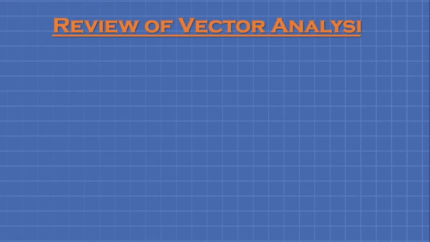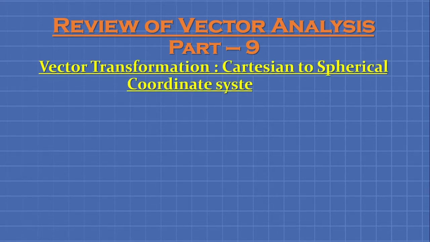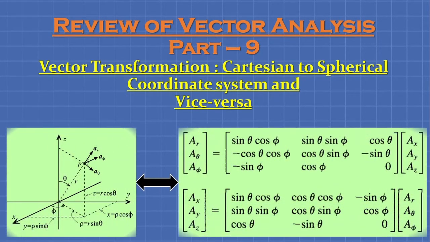In the last video of this lecture series, we have seen the transformation of a vector from Cartesian to cylindrical coordinate system and vice versa. Press the I button to review that content. Today we will see the vector transformation from Cartesian to spherical coordinate system and vice versa. So let us begin.